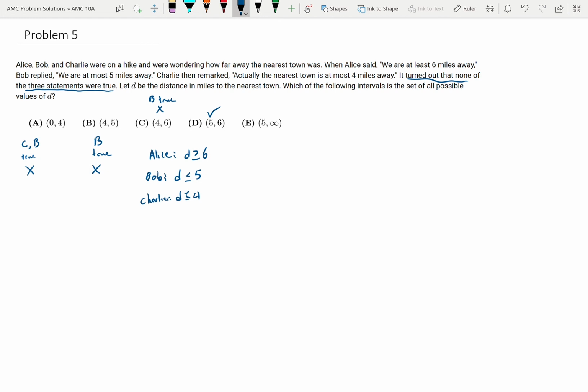And I think that's going to be our answer, but let's just check 5 to infinity. If the interval is 5 to infinity, that means that A is true, which can't be the case. So the interval we're looking for is D, 5 to 6.